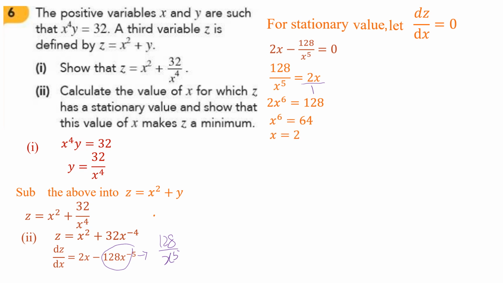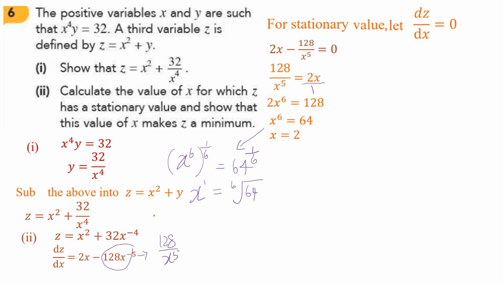So the next step is, how do I get x equals 2? You just bring both sides to the power 1 over 6, because 6 times 1 over 6 will give you 1. You want to find x, right? Which means you're finding x to the power 1. So 64 to the power 1 over 6, you can use a calculator, or you can find the 6th root of 64, which equals 2.